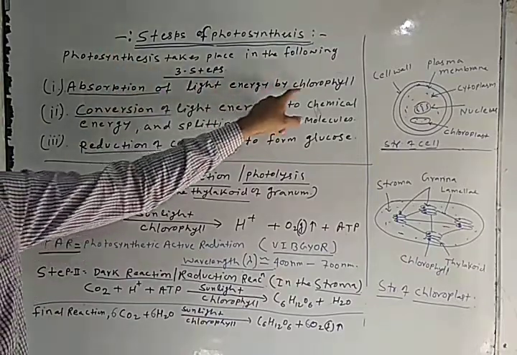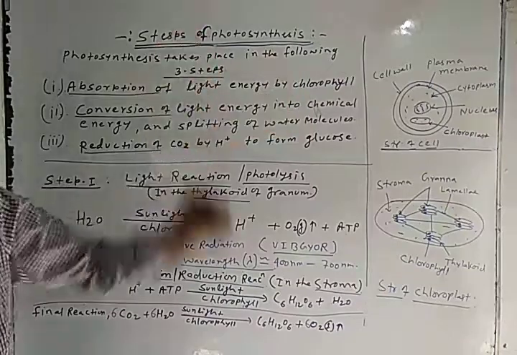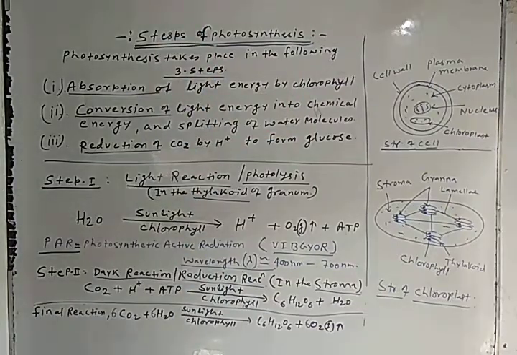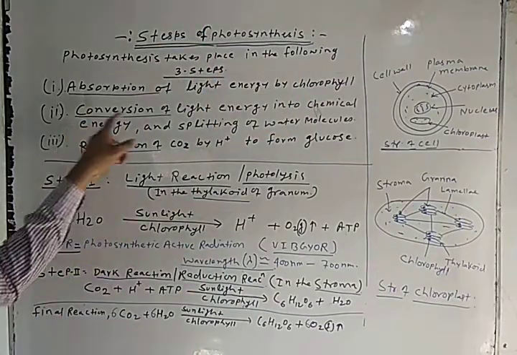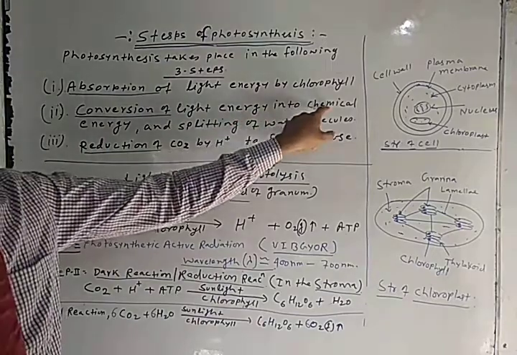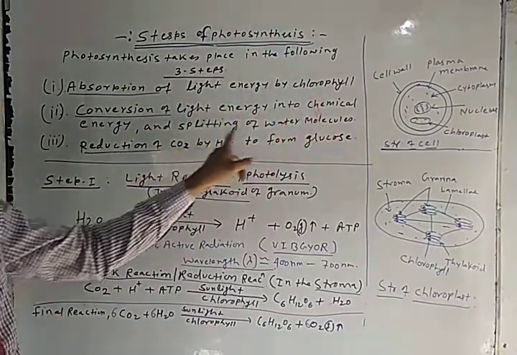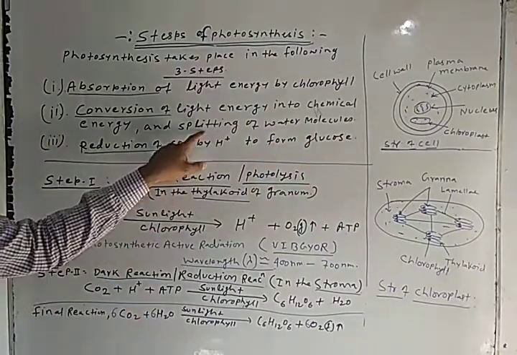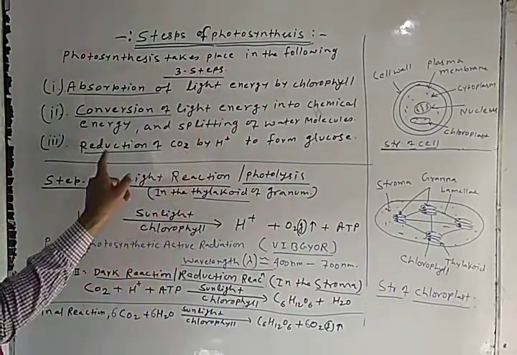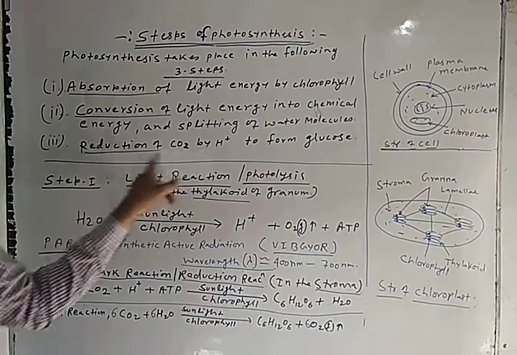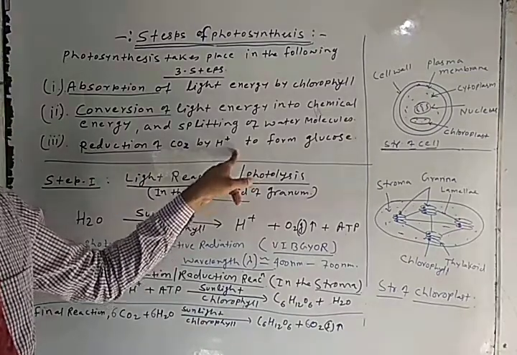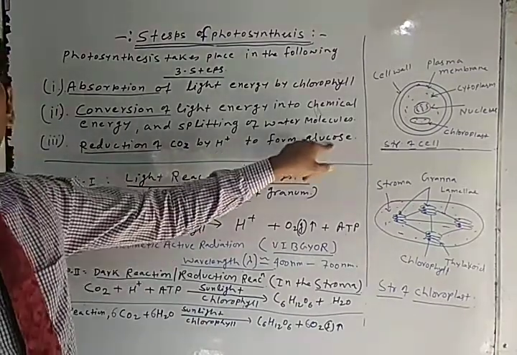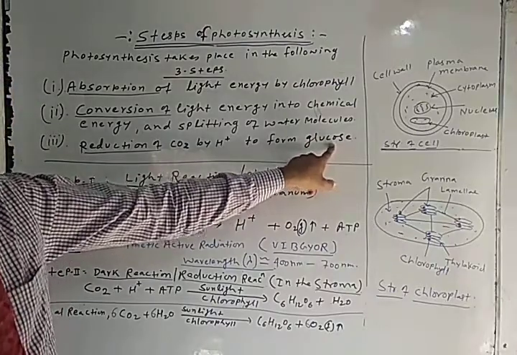Absorption of light energy by chlorophyll. First, the absorption of light by chlorophylls. Then second step, conversion of light energy into chemical energy and splitting of water molecules. Splitting means breakdown. And the third, reduction of CO2 by hydrogen ion to form glucose molecules.